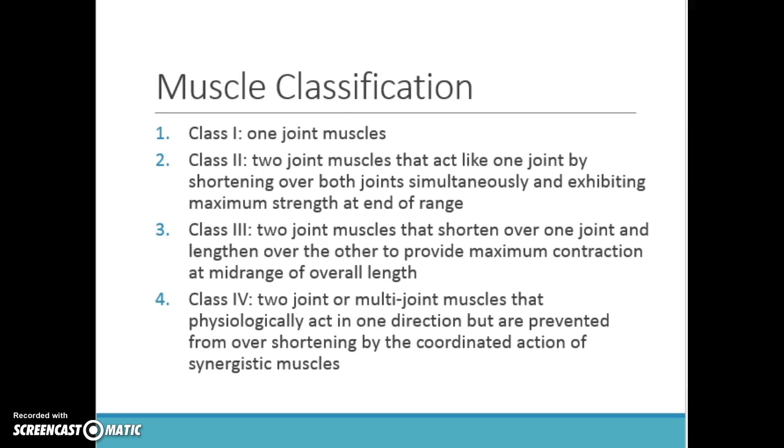We're going to review muscle classification. Class 1 are one-joint muscles. This includes the deltoid, the pectoralis major, the gluteus maximus, the iliopsoas, and the soleus.